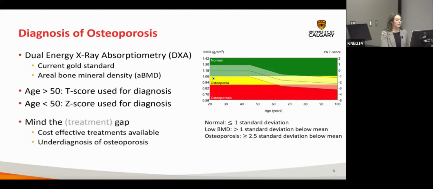Although we have effective treatment strategies, a key component of treatment is the identification of individuals at risk of osteoporosis. Despite well-established clinical practice guidelines for screening, which include BMD testing or DEXA scans for all women and men over the age of 65 and individuals over the age of 40 who have already suffered a fragility fracture, there remains a large gap between best practice and the care that's provided, leading to an overall underdiagnosis.